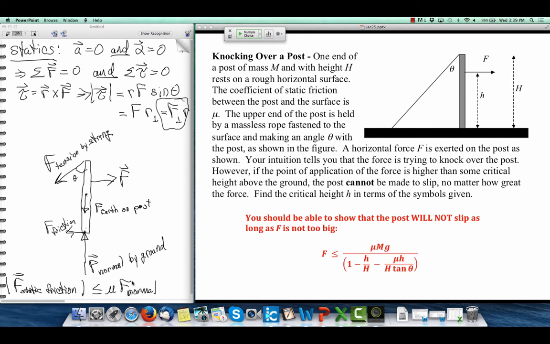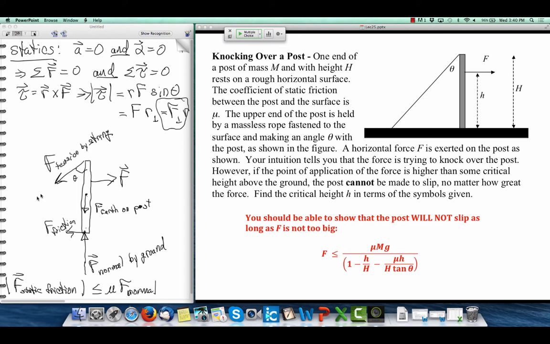So let me at least say a little bit about what's going on here, and then I'll tell you what I just did. If you pull harder to the right, what can happen is the tension force, the leftward component of the tension force, the horizontal part of the tension force, can cancel out this force to the right.